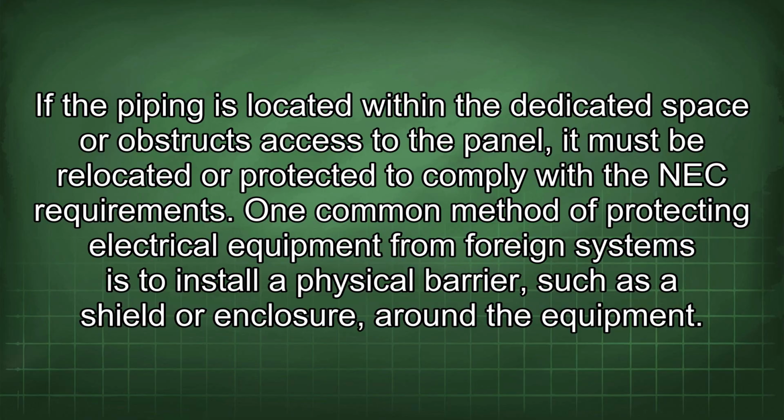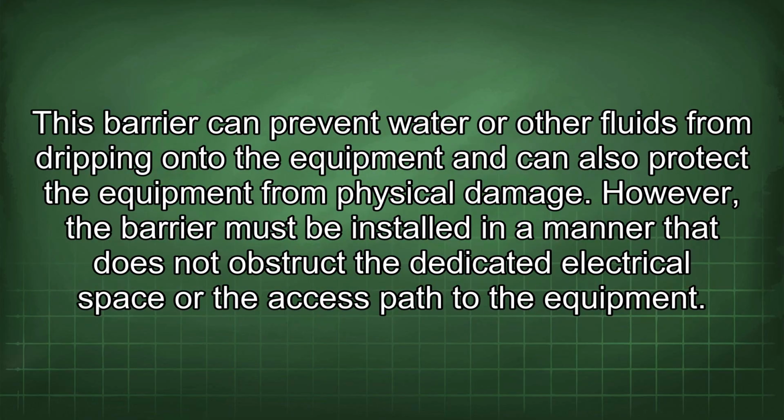One common method of protecting electrical equipment from foreign systems is to install a physical barrier, such as a shield or enclosure, around the equipment. This barrier can prevent water or other fluids from dripping onto the equipment and can also protect the equipment from physical damage. However, the barrier must be installed in a manner that does not obstruct the dedicated electrical space or the access path to the equipment.